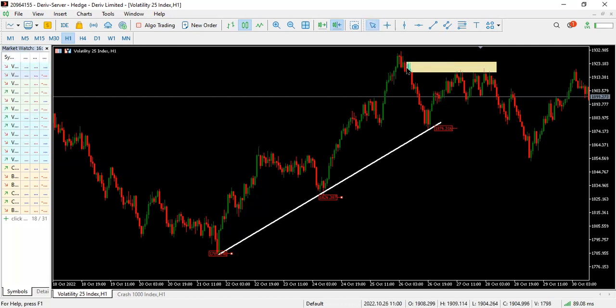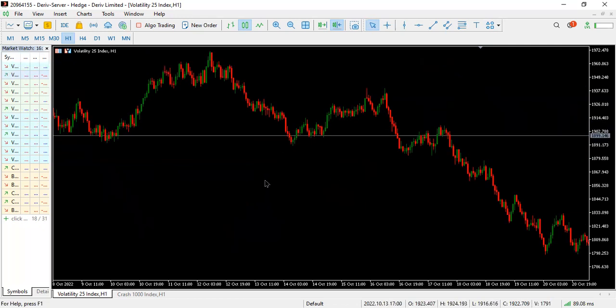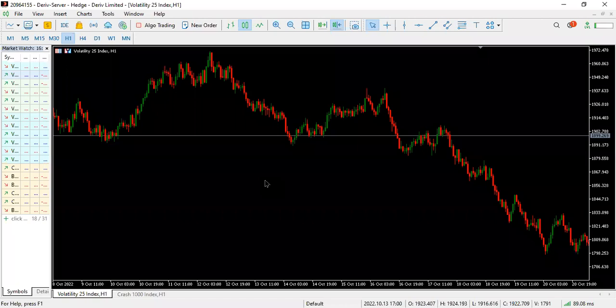We will talk about this soon. Let's go and look for another trend line. Now we're going to look for both trend lines, whether it's a buy or sell. You guys are going to tell me.